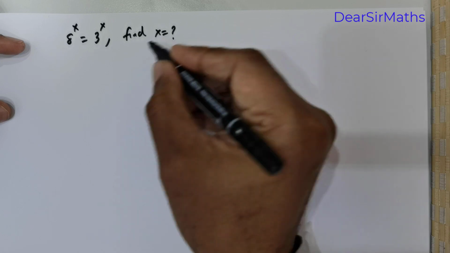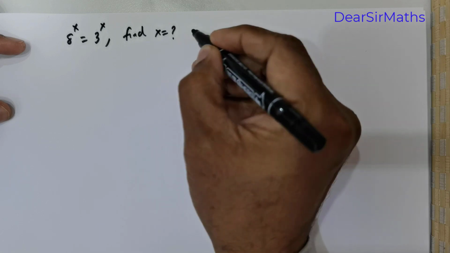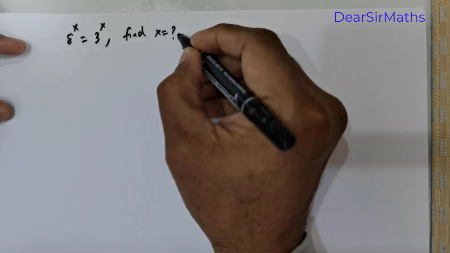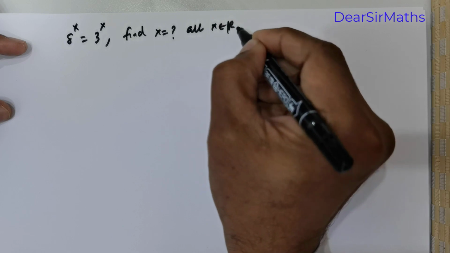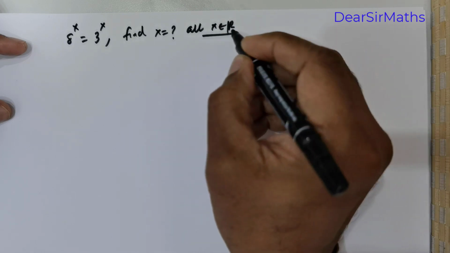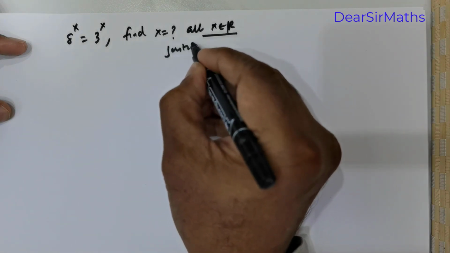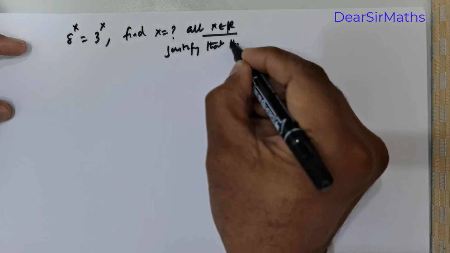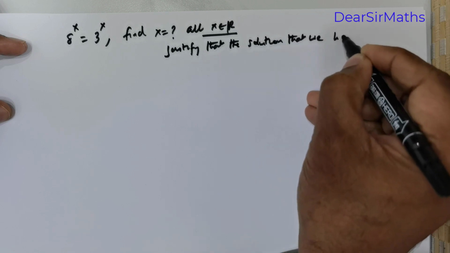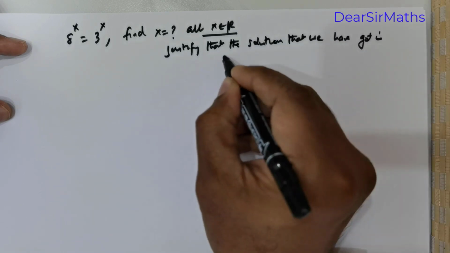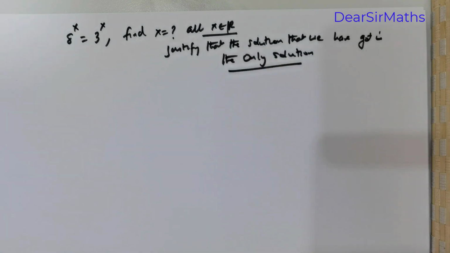Now, of course, many of you would have got the right solution, but the main point here is the solution that you got, is that the only solution? In this case, we are looking for all x element of real numbers. So the most important point in this particular problem is to justify that the solution that we have got is the only solution. So that is the most important part of this particular question.